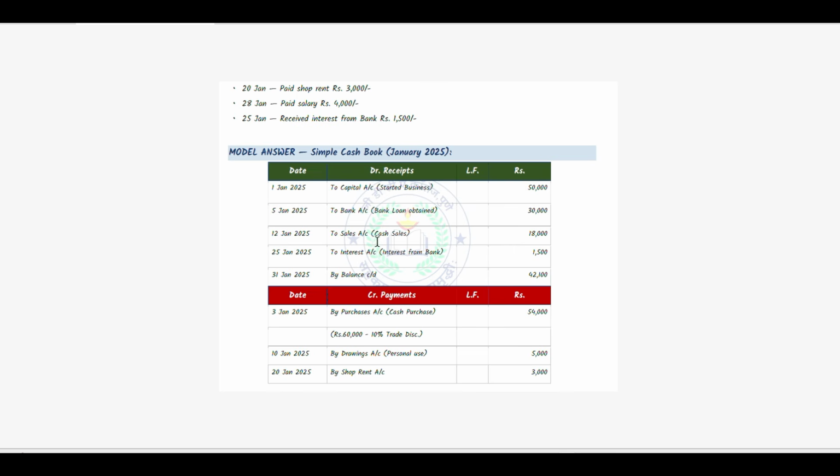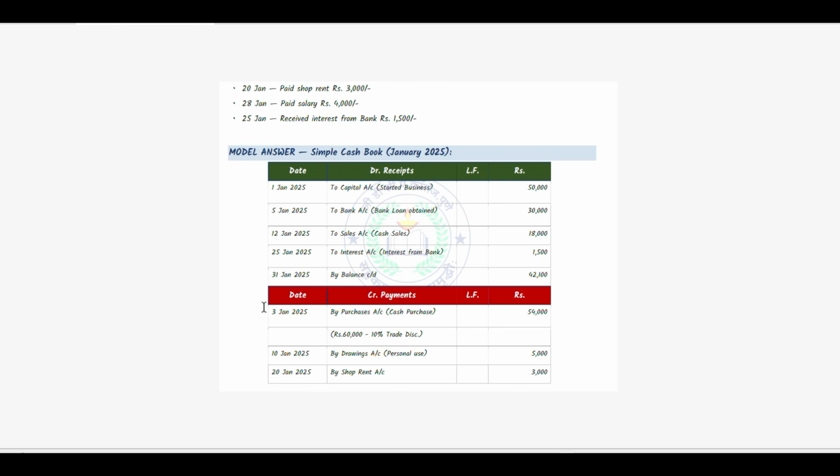12th January, to sales account, the cash sales of 18,000 rupees, that comes under the debit side. 25th January, interest received from the bank of 1,500 rupees, so it again comes to the debit side of the simple cash book. On 31st January, the closing balance will be 42,000 rupees, so we have to make sure that the same thing will be there.